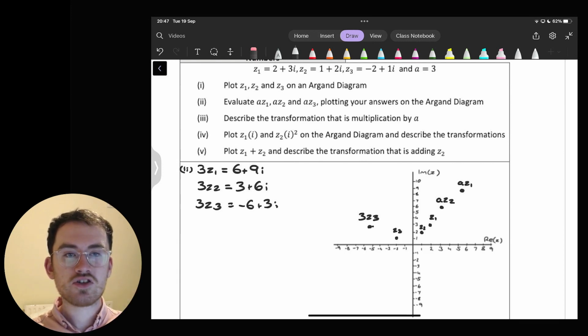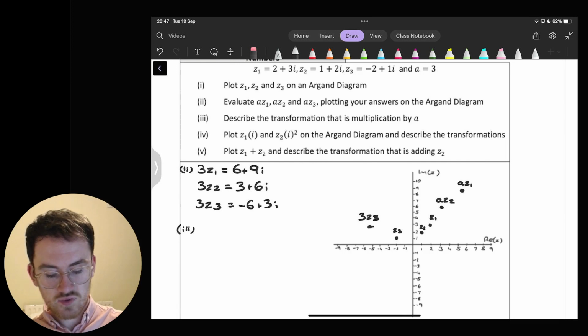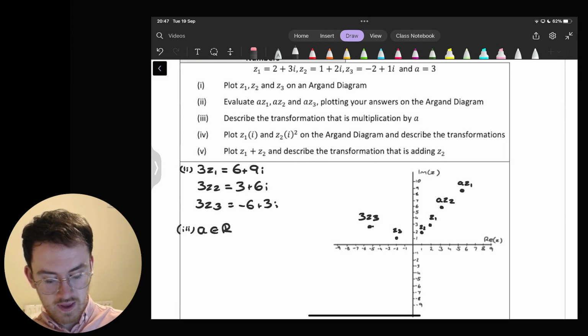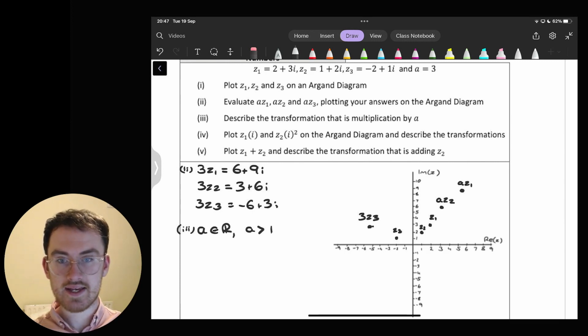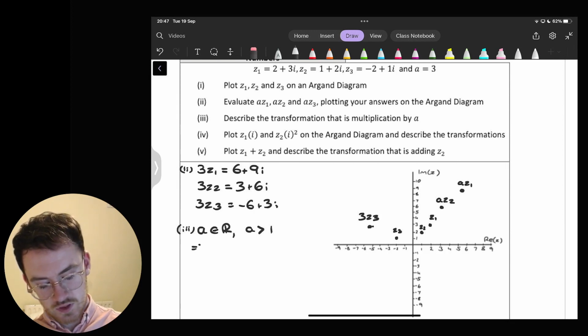They've asked us to describe the transformation that is multiplication by A. A is a real number, and A is going to be bigger than 1. We know A is bigger than 1, so it's a positive real number as well, and it is bigger than 1. So that results in a stretching or enlargement.